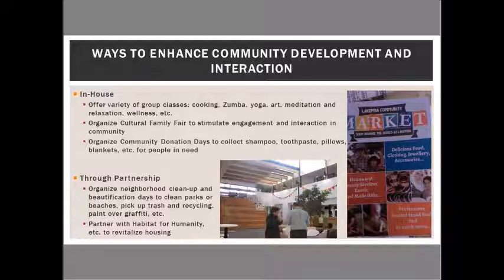And then finally, through partnership, you can organize a neighborhood cleanup or beautification days to clean parks or beaches, pick up trash or paint over graffiti, as something you can do together as a community, or partner with Habitat for Humanity or other similar organizations to help revitalize certain areas that are in need of housing or whatnot. Lots of things you can do together as well.